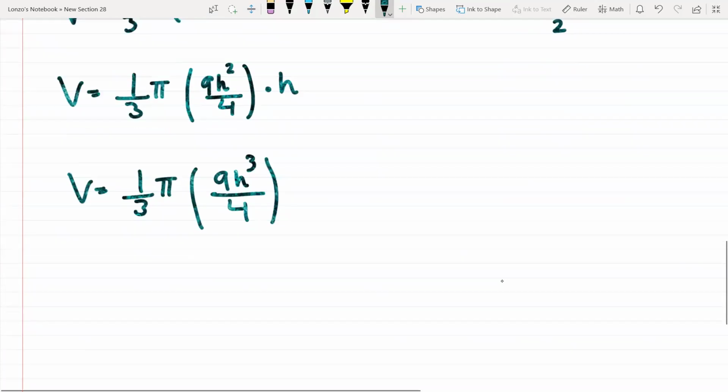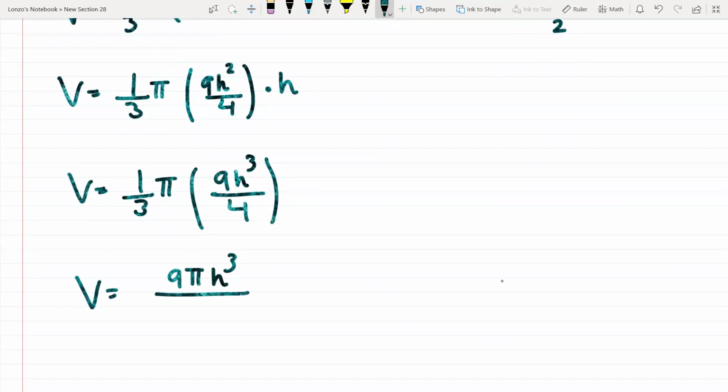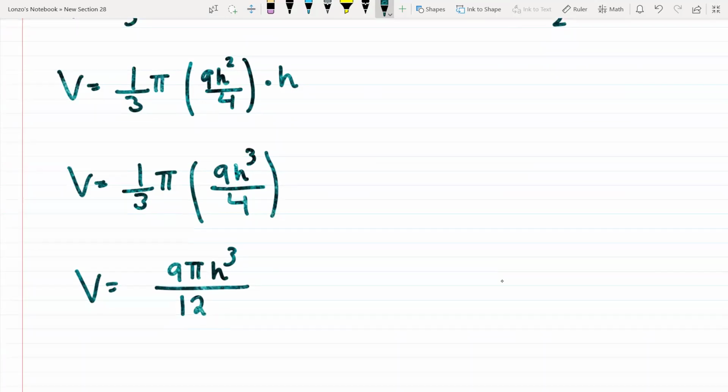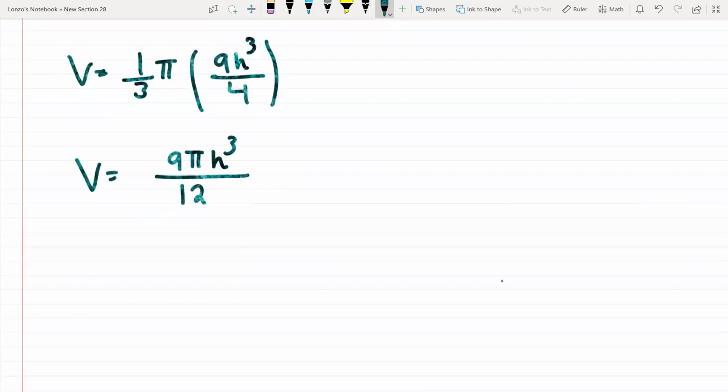And then maybe I will clean it up before I take the derivative. So the numerator would be 1 times pi times 9h cubed, which is really 9 pi h cubed. And then on the bottom, it's 12. Okay. And then now I will take the derivative implicitly in respect to time.